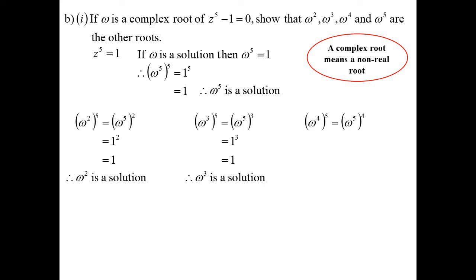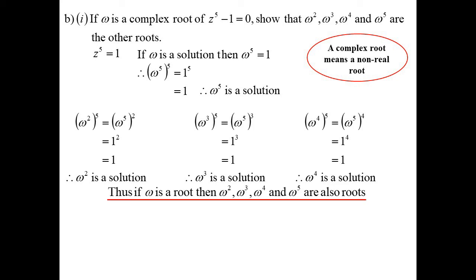Omega to the power of 4, to the power of 5, I could write as omega to the power of 5, to the power of 4. But omega to the power of 5 is 1, and 1 to the power of 4 is 1. Omega to the power of 4 is a solution. So if omega is a solution, doesn't matter which one I pick, then squared, cubed, fourth, and power of 5 will also be solutions. It won't work for the real one.